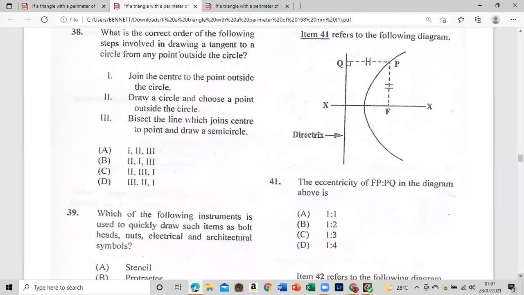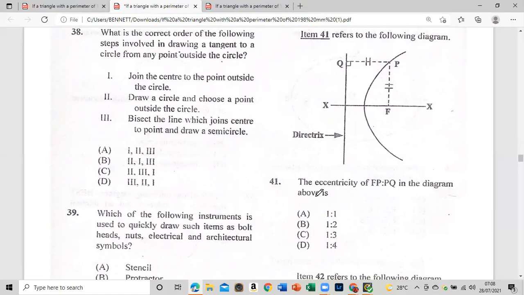To 38. What is the correct order of the following steps involving a drawing of a tangent to a circle from a point outside the circle? What we're supposed to do is: 1, join the center to the point outside; draw a circle and choose a point outside the circle; bisect the line which joins the center. So you must put it in the order, guys.